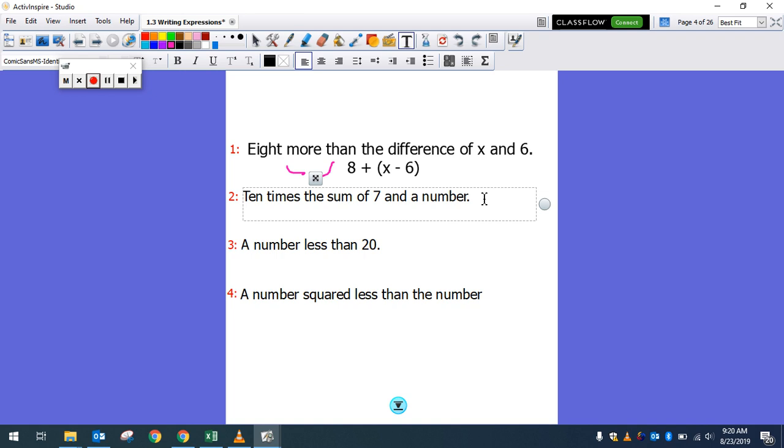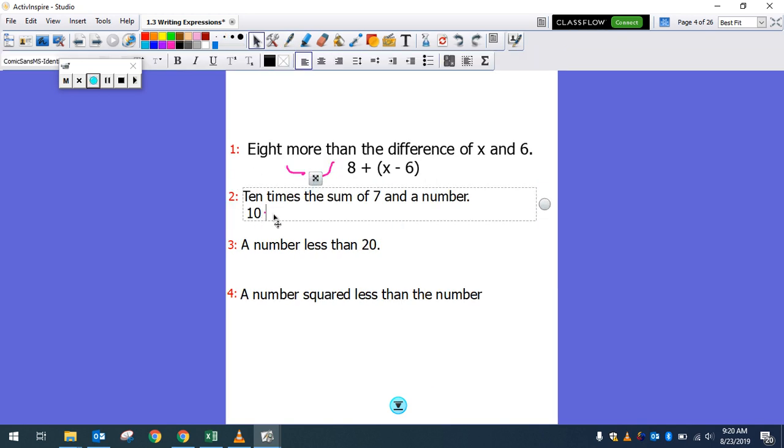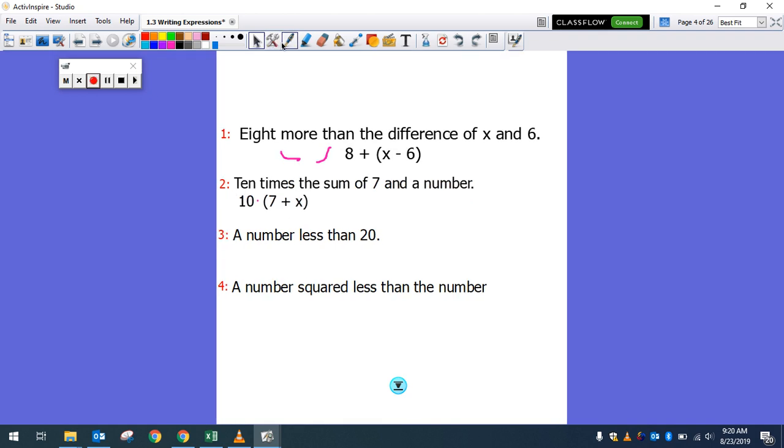Okay, let's try this one. Actually, pause it. You try this one. See if you can get it. And then we'll go over it. So we're going to do 10 times. I'm going to put my little dot. 10 times the sum. Sum meant you needed to do parentheses. And it also means to add. So sum of 7 and a number. And again, if you see a number, we like to use the x. So it's 10. There's my times symbol. 10 times the sum meant to do parentheses. 7 and a number is 7 plus, and then a number means you put an x.